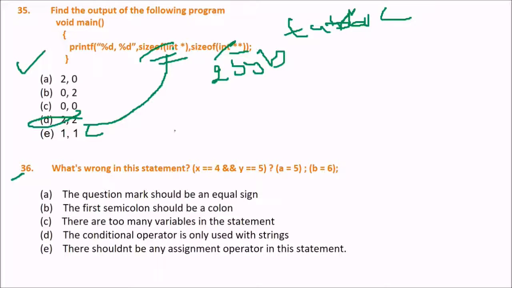Next is, what's wrong with this statement? X is equal to 5 and y is equal to 5, question mark. A is equal to 5 and B is equal to 5. So this is equal to, and this is an assignment operator. Okay, A will be assigned 5, B will be assigned 6. So what is the wrong thing in this statement? Can you answer me? The answer is this. This first semicolon should be a colon. Okay, condition, then question mark, then first colon, second, then semicolon.